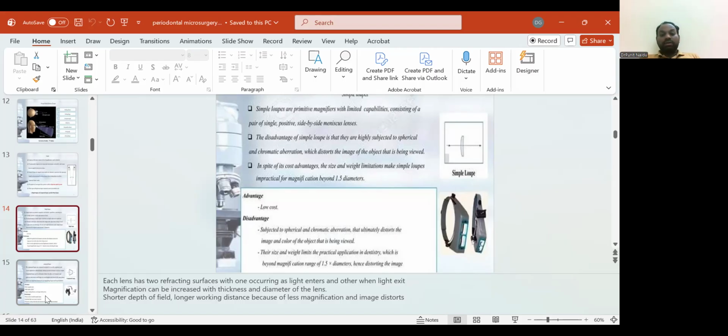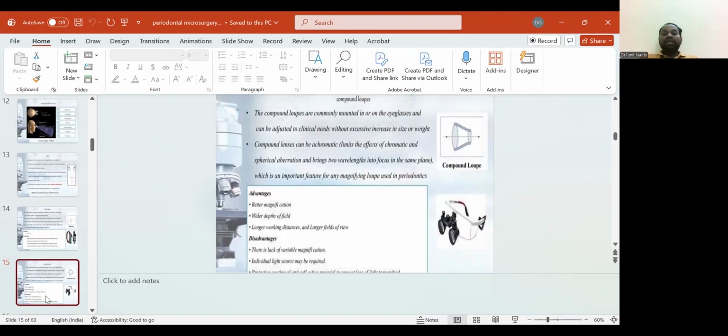The advantage is low cost; the disadvantage is that they are subjected to spherical and chromatic aberration, which ultimately distorts the image and color of the object being viewed. Their size and weight limit the practical application in dentistry beyond a magnification range of 1.5 diameters. Each lens has two refracting surfaces, one occurring as light enters, the other when light exits. Magnification can be increased with thickness and diameter of the lens. The shorter the depth of field, the longer the working distance, because of less magnification and image distortion.